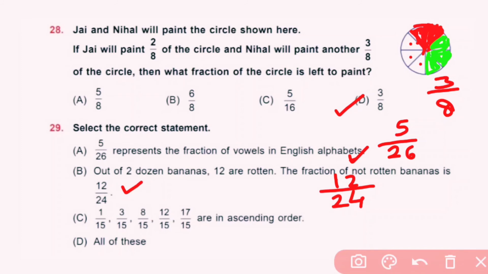Option C. These fractions are arranged in ascending order. Their denominator are same. So we check 1, 3, 8, 12, 17. These are arranged in ascending order. This statement is also correct. So all of this. D is correct.